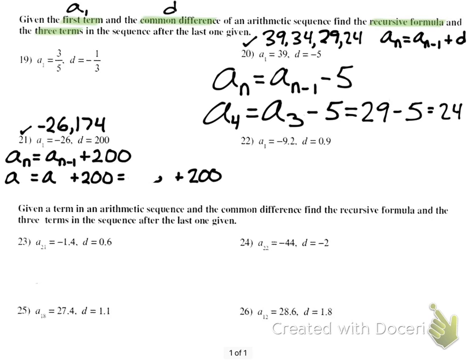Now you go back, we're trying to find a sub 3, so we need a sub 3 minus 1, which is 2. A sub 2 is 174, we just calculated it, and then 174 plus 200 is 374. Lastly, a sub 4: you take a sub 3, which is 374, and add 200 to it, so we have 574, and there you go.